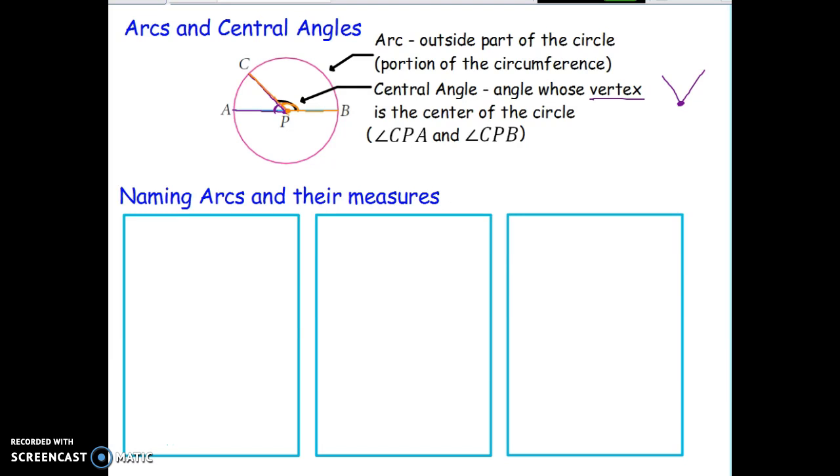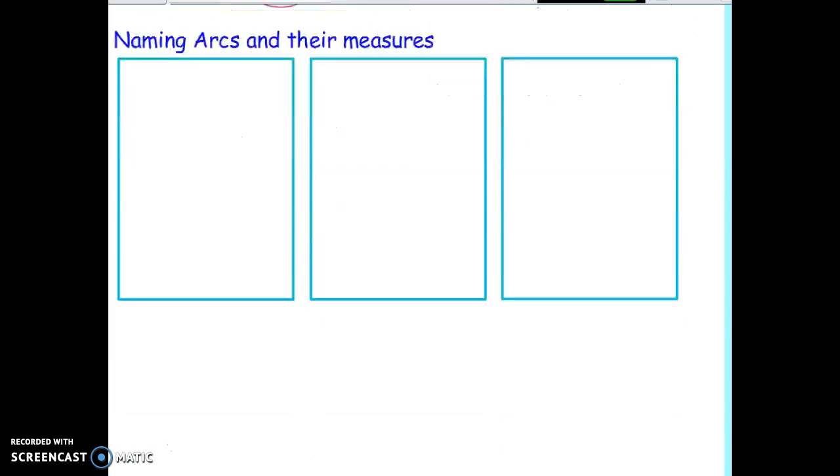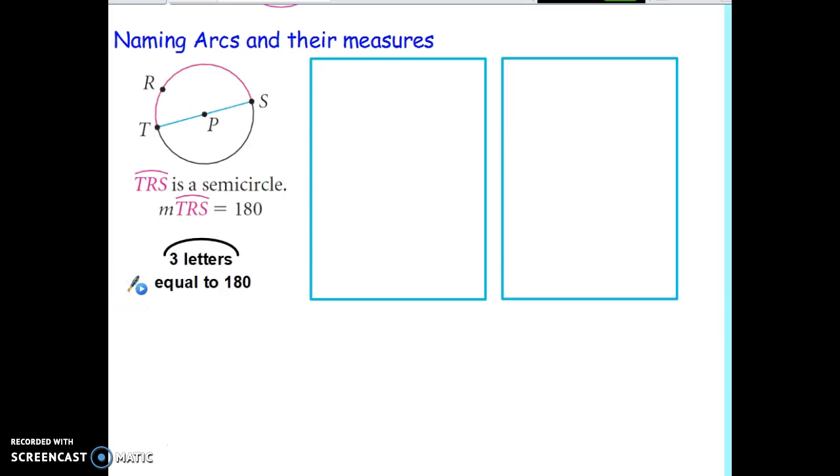Okay, just like we have different classifications for angles based on their measures, we also have different classifications for arcs based on their measures. So the first kind of arc that we're going to talk about is a semicircle. A diameter, remember, goes all the way across the circle, so this is the diameter here. A diameter cuts a circle into two semicircles. So a semicircle is equal to 180 degrees.